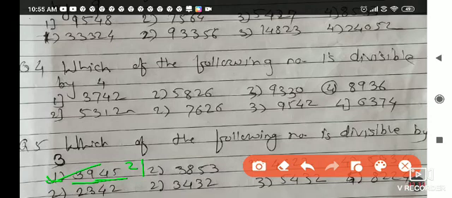Next number is 3853. Do the addition. 8 plus 3 is 11, plus 5 is 16, and 16 plus 3 is 19. Okay, and 19 is not divisible by 3. That's why this number is not divisible by 3.